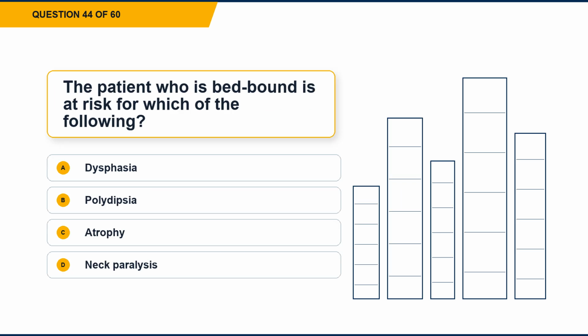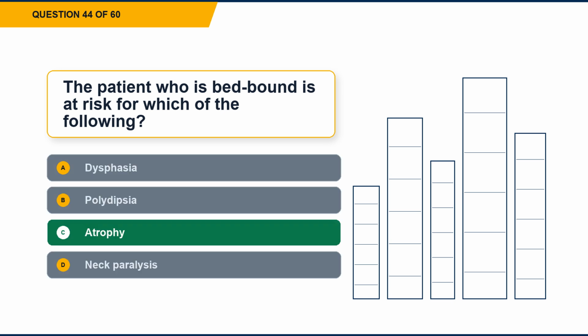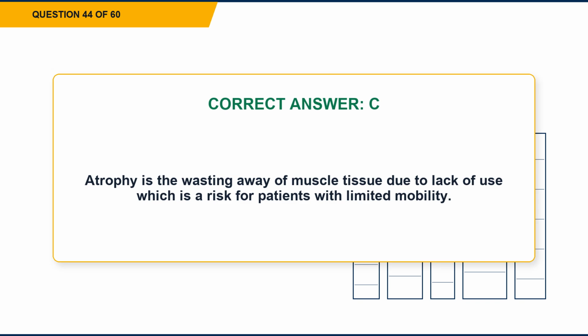Question 44. The patient who is bedbound is at risk for which of the following? Option A. Dysphagia. Option B. Polydipsia. Option C. Atrophy. Option D. Neck paralysis. The correct answer is option C. Atrophy. Explanation. Atrophy is the wasting away of muscle tissue due to lack of use, which is a risk for patients with limited mobility.